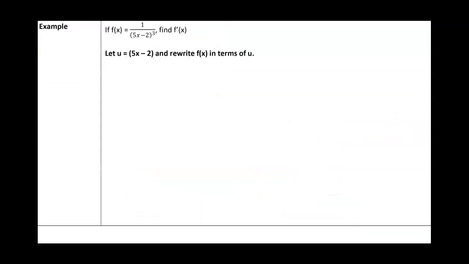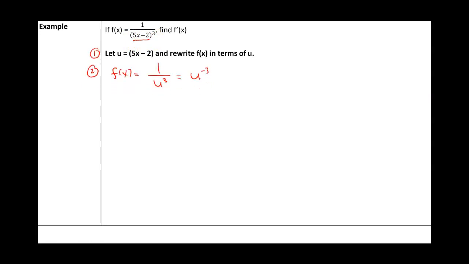Here's another example. We have 1 over (5x minus 2) to the third power. We want to find f prime of x. So we have this inner function 5x minus 2, and we're going to let that equal u. So u is equal to 5x minus 2. We're going to rewrite f of x as 1 over u to the third.